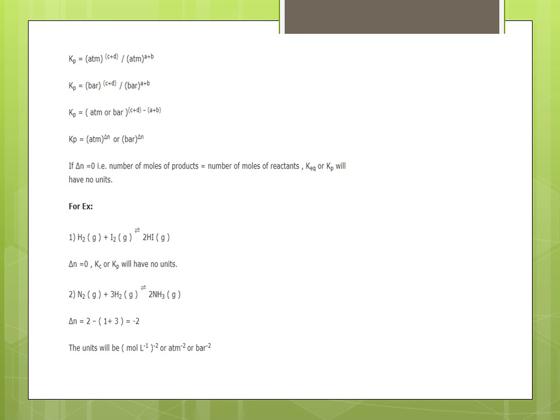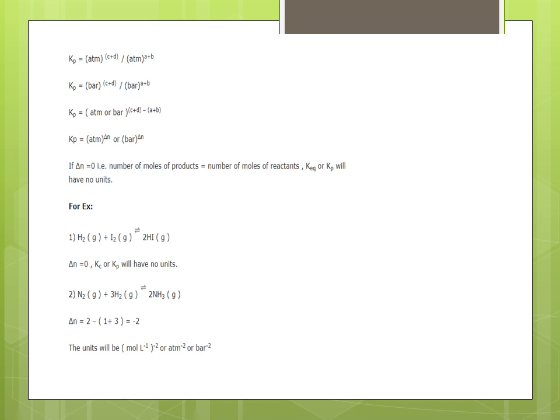For example, here are two examples. Let me start with the first example. H2 gas and I2 gas give 2HI gas. In this case, all the reactants and products are in the gas phase. So delta n will be 0, as delta n is equal to np minus nr. By putting the values, the total number of moles of reactant is 2 and of product is also 2. So the answer will be 0. So Kc or Kp will have no units.